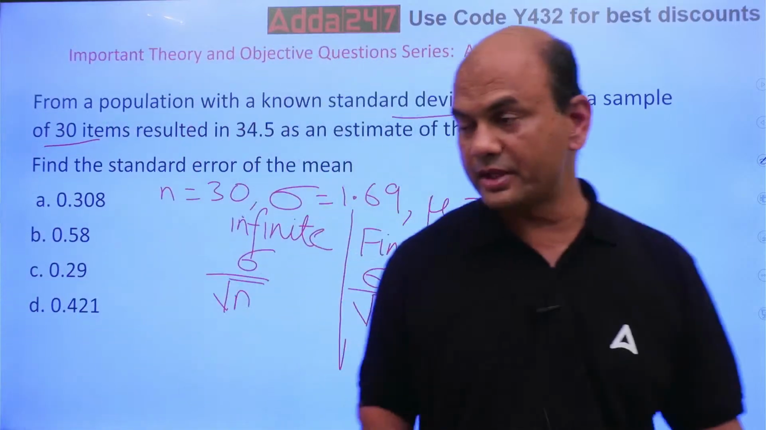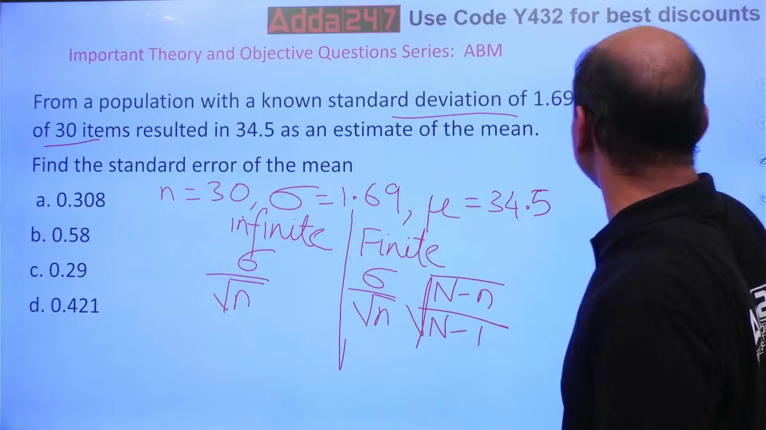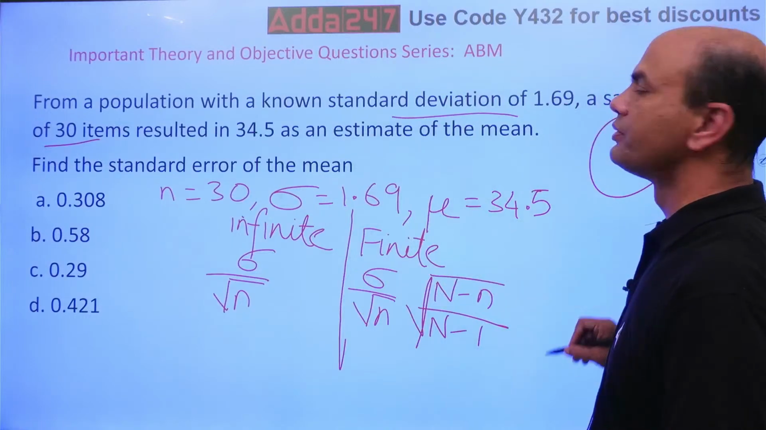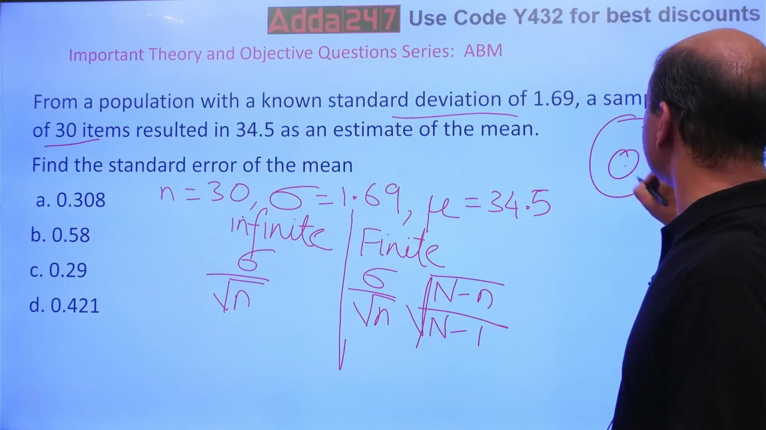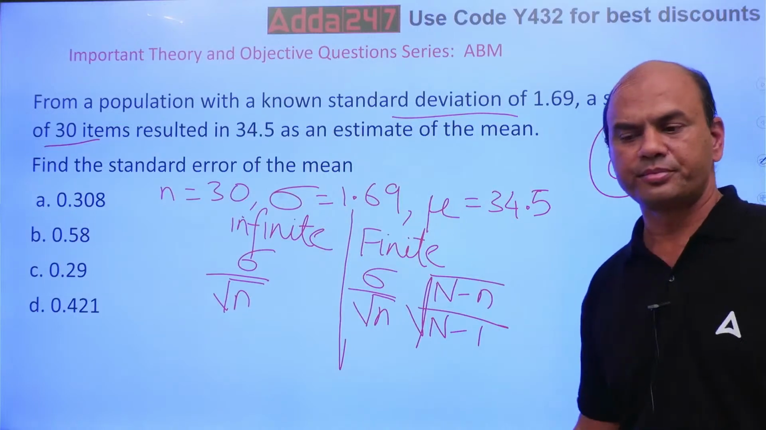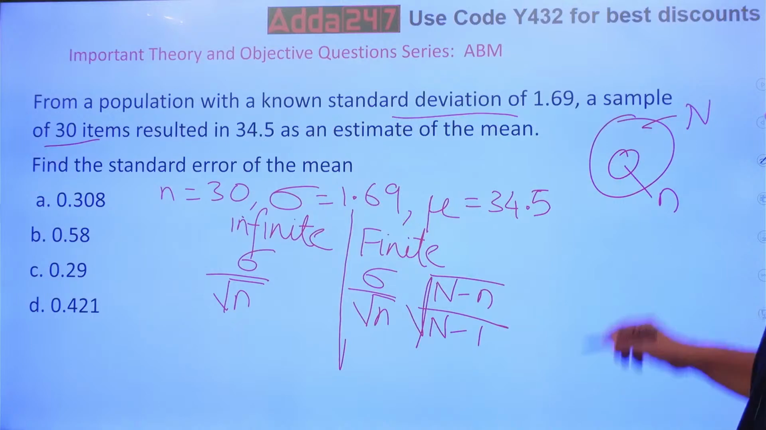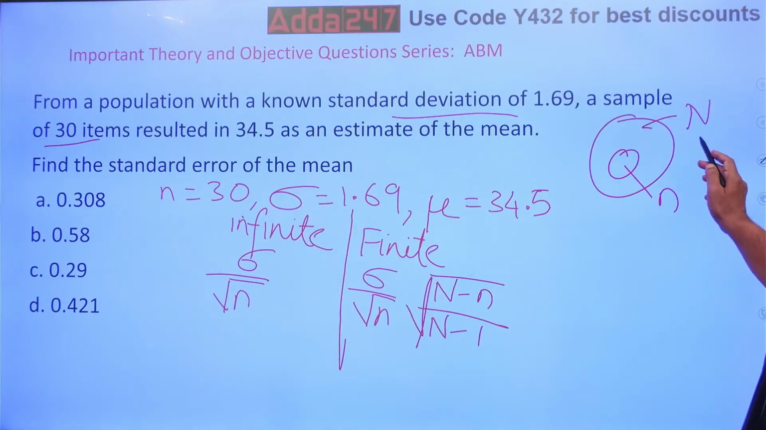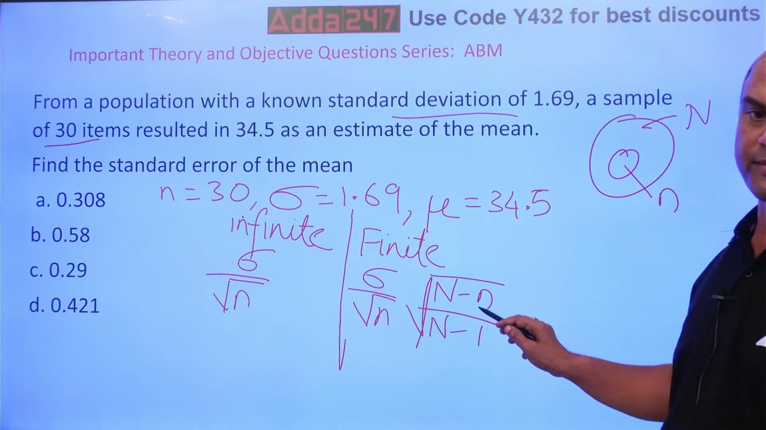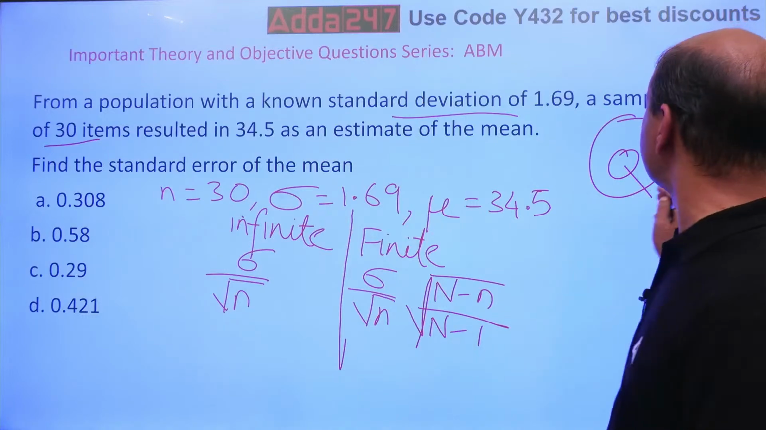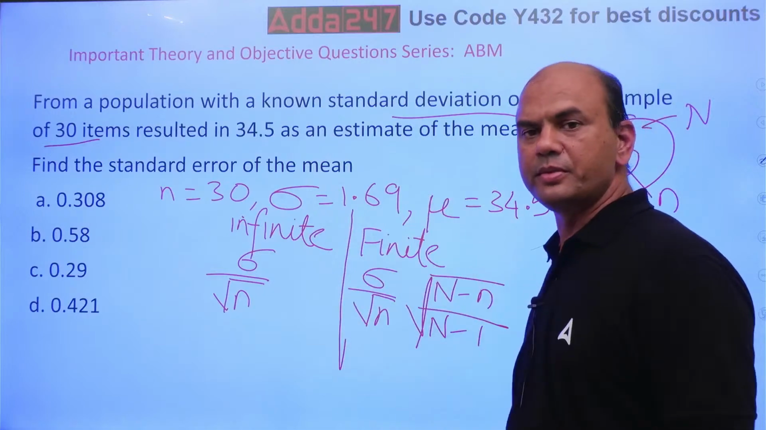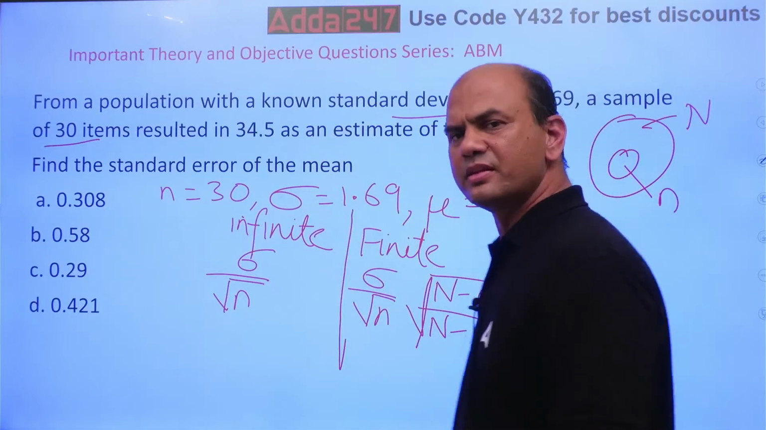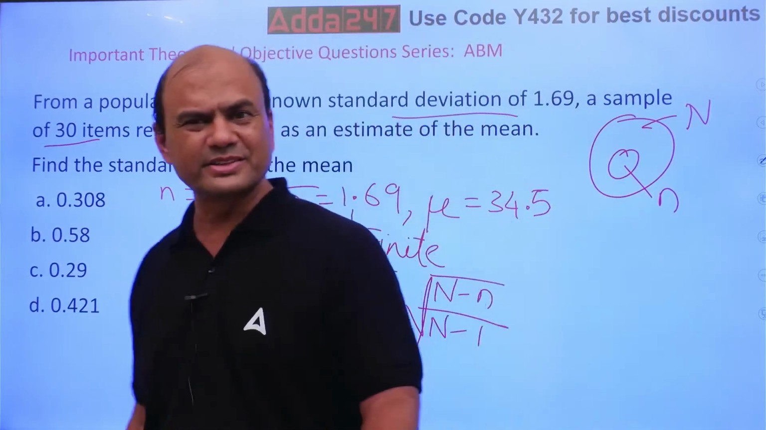If in the exam they give you this capital N, meaning the population size, this is capital N, and this is small n. So if in the exam they give you this capital N, then you have to use this formula. If in exam they don't give you this capital N, then you have to use this infinite population formula. Now use it. Simple. Now it's very simple.